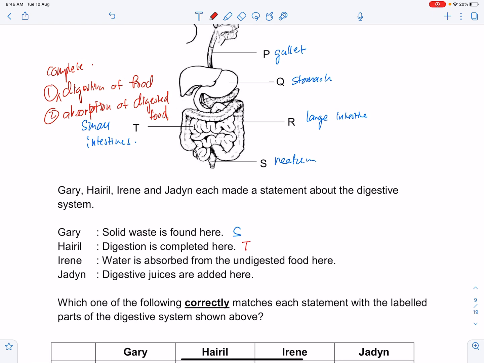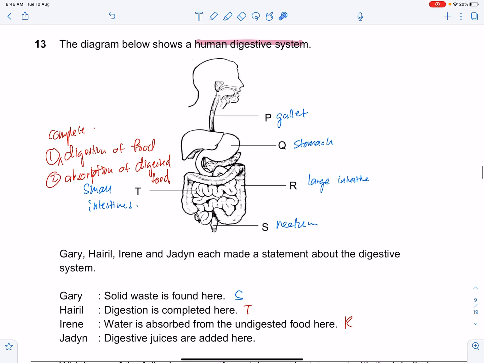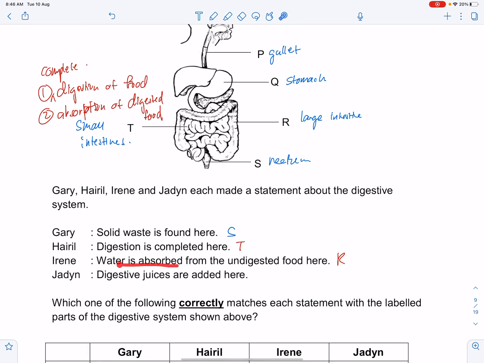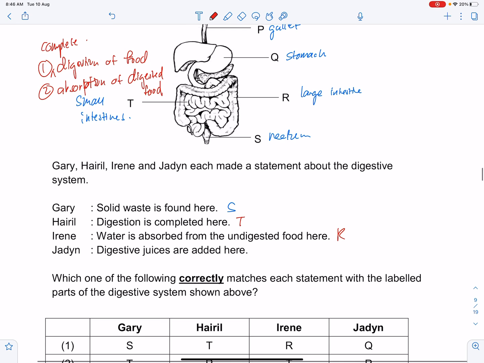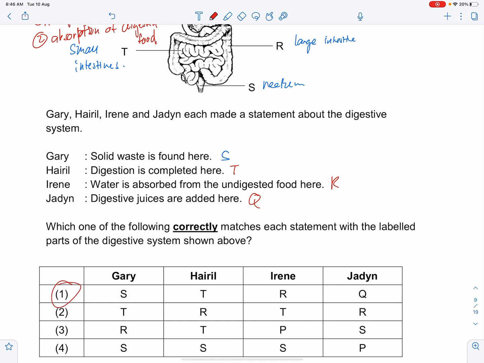Irene says water is absorbed from undigested food. That is your R, your large intestines. And then last, digestive juices are added here. Actually for this part, I'm going to have to say that for this particular statement, there are multiple answers. It could be Q, it can also be T. Both your small intestines and your stomach do add digestive juices, but since T has already been used up for this, we are going to go with Q, because T has been used up. So then we cross check, and the answer would be number 1.